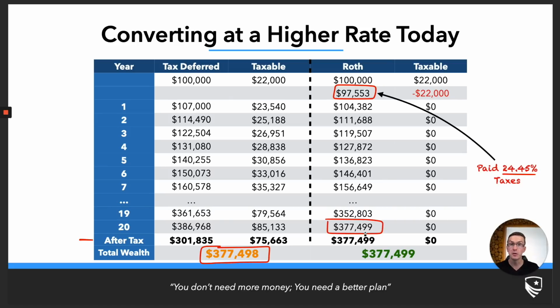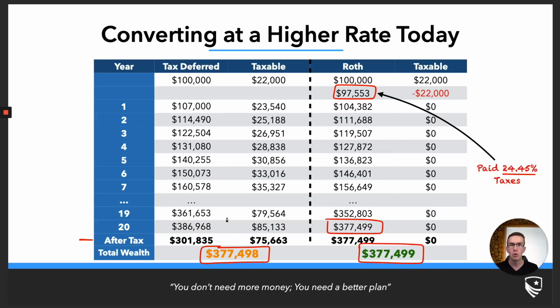Now again, our taxable account is completely empty because we paid conversion taxes right off the bat. And so this $377,499 is our after-tax wealth. And notice this is still one more dollar than previously showed without any conversion.